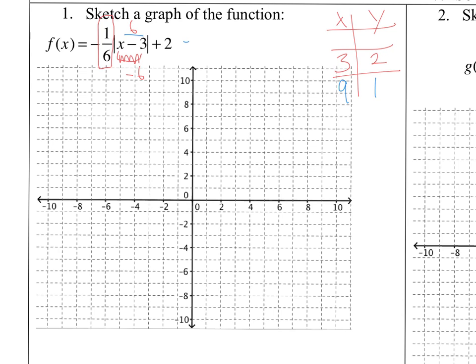All right, if I want this to be negative 6 on the inside, so something minus 3 is negative 6, that number is going to be negative 3. I'd like you to also notice that these happen to be 6 above and 6 below 3. Okay? So we've got negative 3 minus 3 is negative 6. Absolute value is positive 6 times negative a sixth is negative 1, plus 2 is 1. Hey, that's symmetric. All right, so 3, 2, there's our vertex, 9, 1, and negative 3, 1.